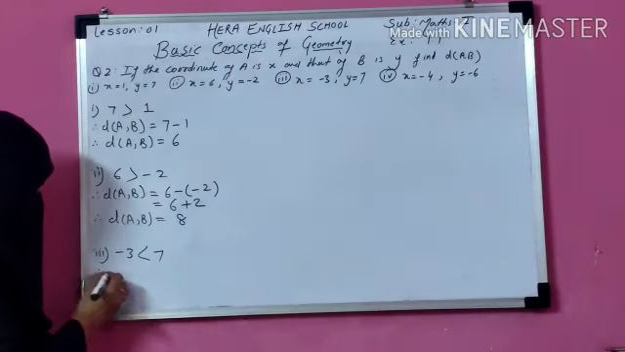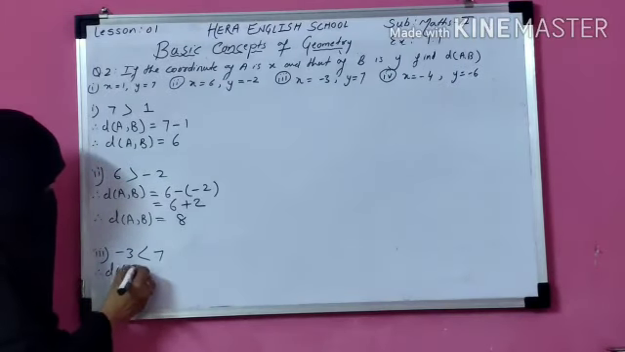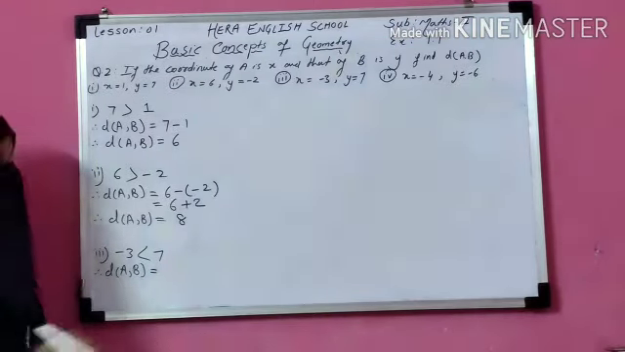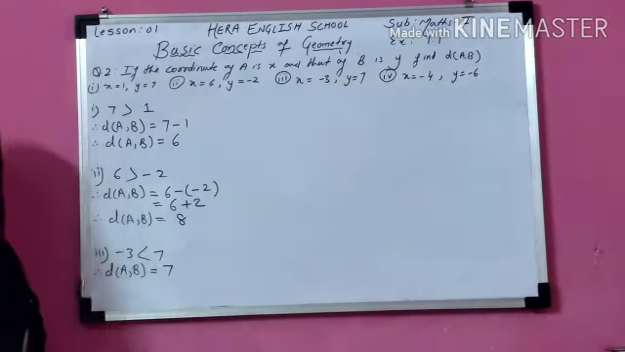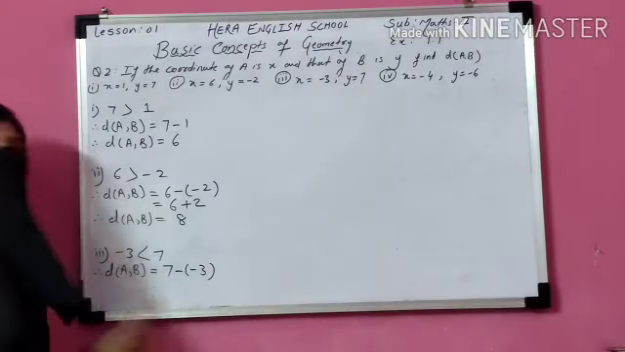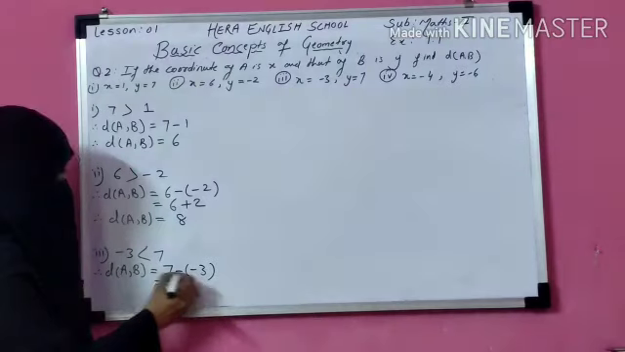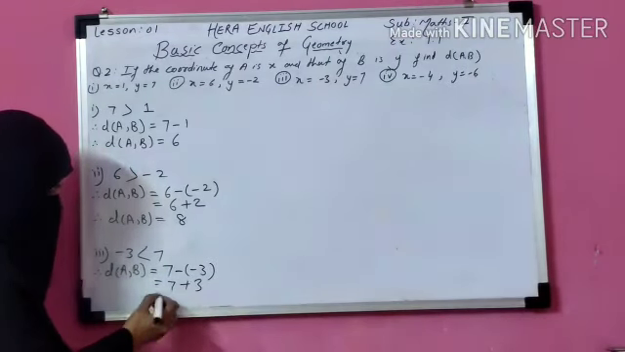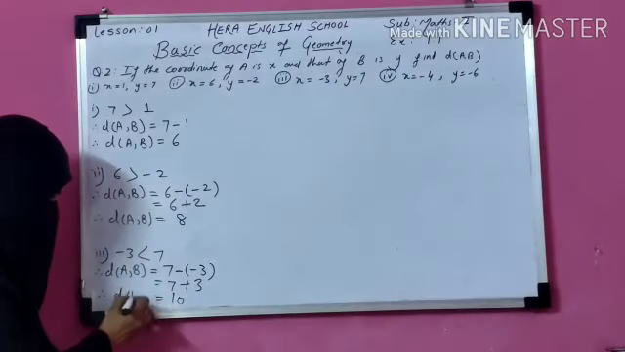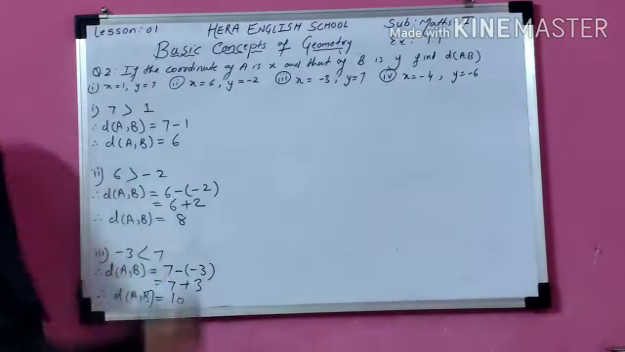Okay. So therefore the distance between point A and B is nothing but greater coordinate minus smaller coordinate. So here the greater coordinate is 7, minus the smaller coordinate, -3. Okay. So 7 minus minus becomes plus 3. So it becomes 7 plus 3, which is 10. So therefore the distance between point A and B is 10 units.